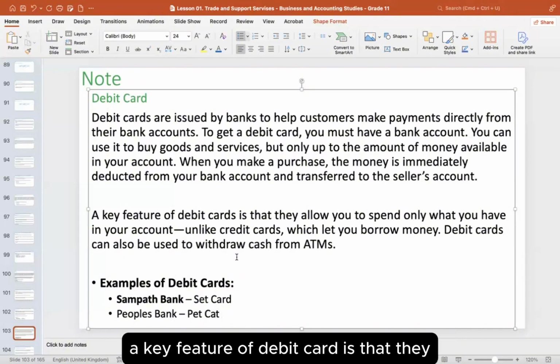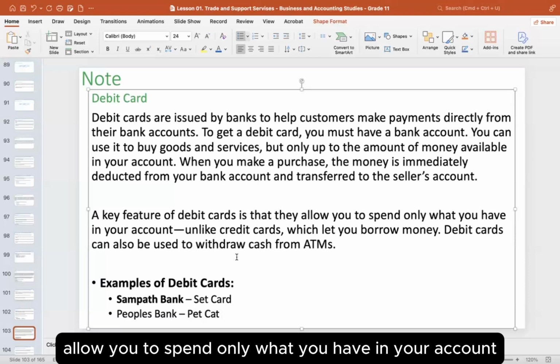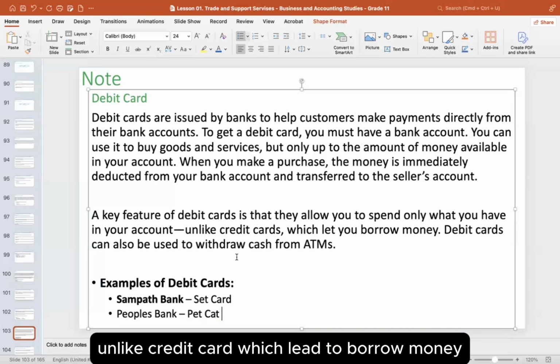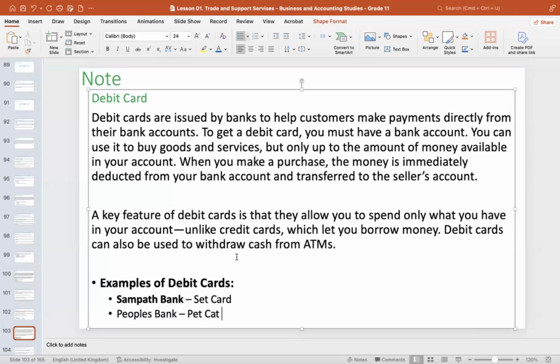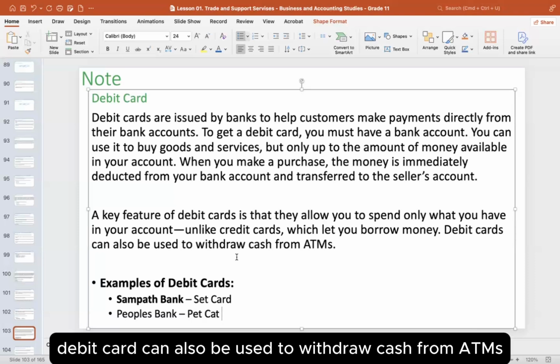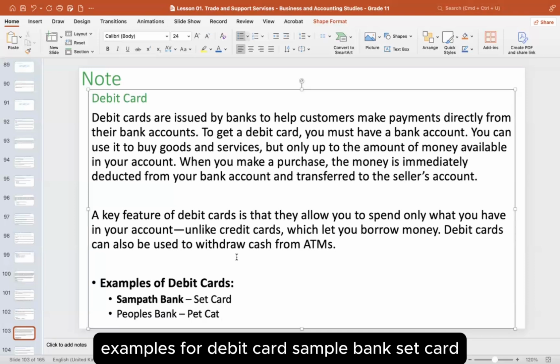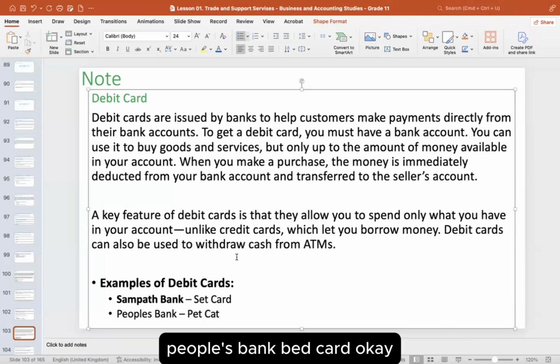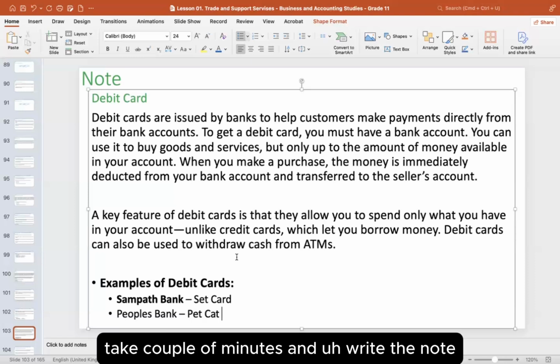A key feature of debit cards is that they allow you to spend only what you have in your account, unlike credit cards, which let you borrow money. Debit cards can also be used to withdraw cash from ATMs. Examples for debit cards: Sampath Bank Set Card, People's Bank Pet Card. Okay, take a couple of minutes and write the note.